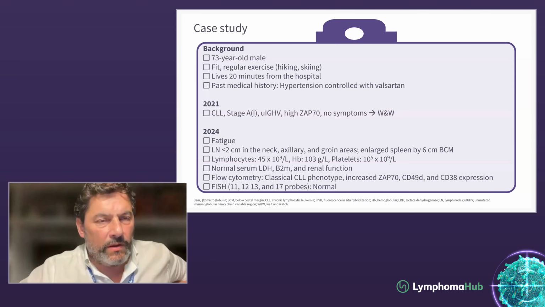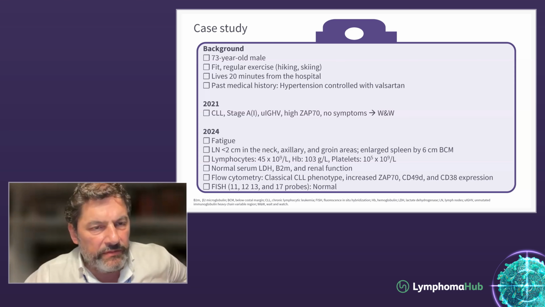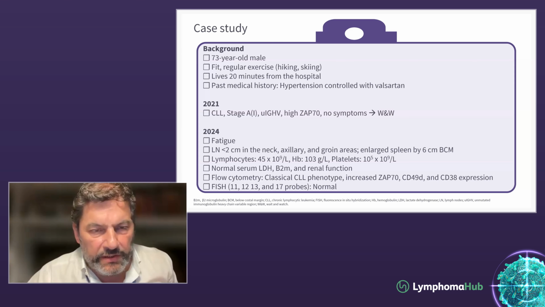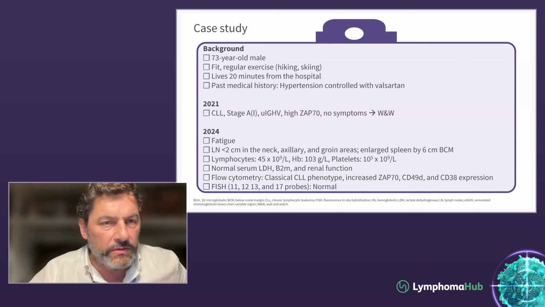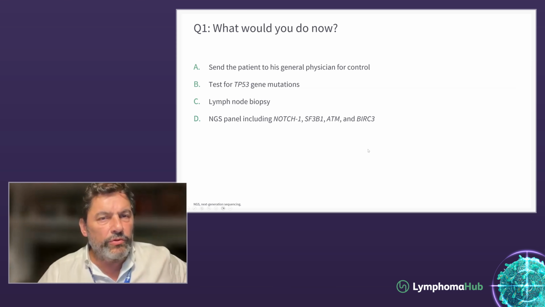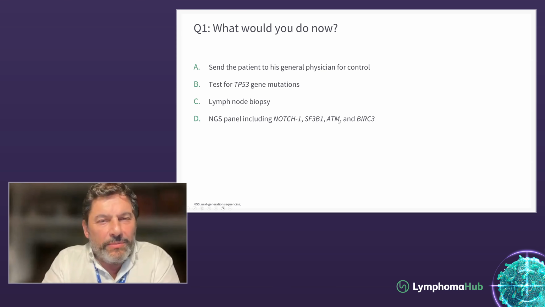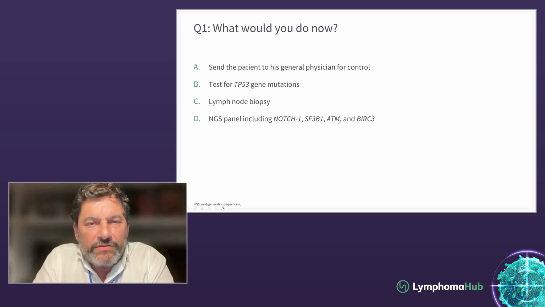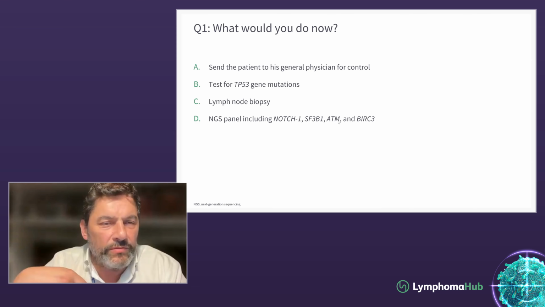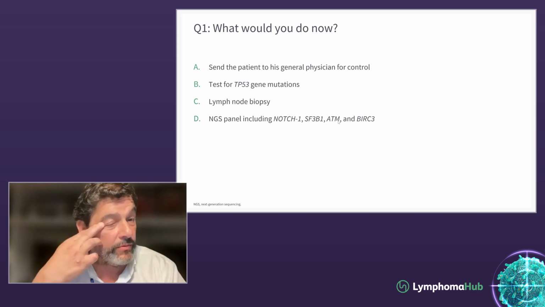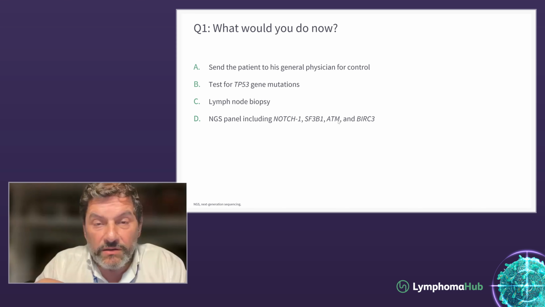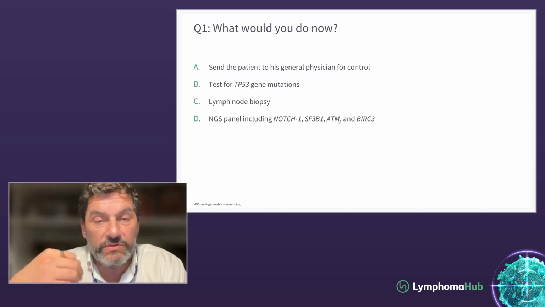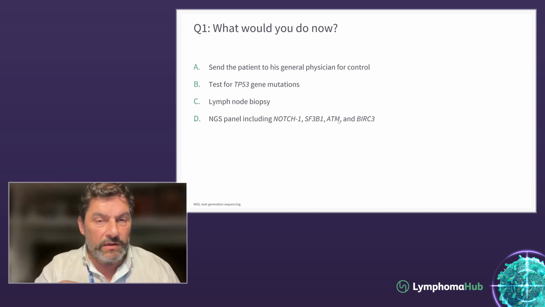So this is a quite fit patient, 75 years old now, requiring therapy because of the anemia, fatigue, and splenomegaly. And the question for you in managing this case is, what would you do now? Send the patient to the general physician for control, test for TP53 gene mutations, perform a lymph node biopsy, or run an NGS panel, including a variety of driver genes that are involved in CLL.